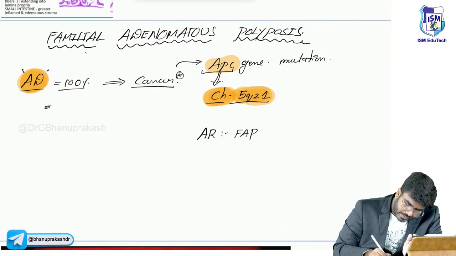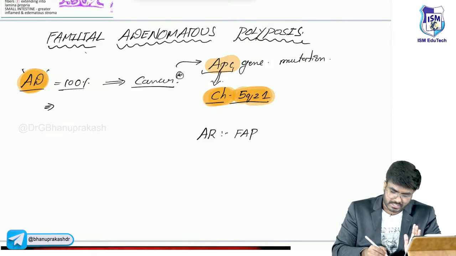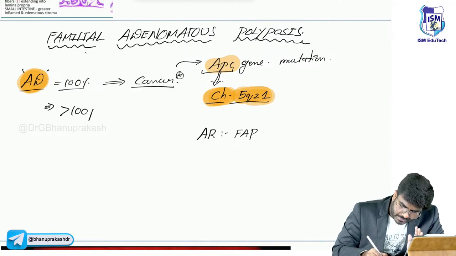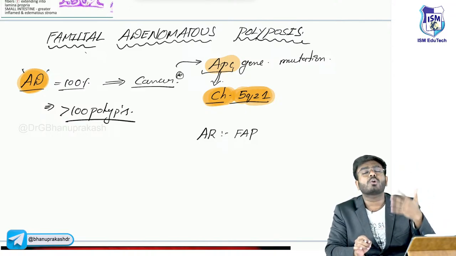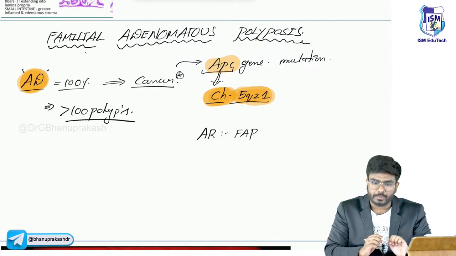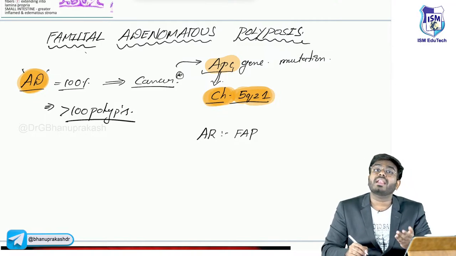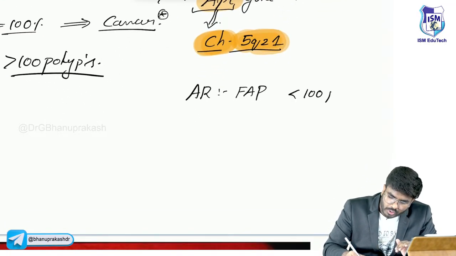Here, in the autosomal dominant variety, there are at least more than 100 polyps. Not just 100, but hundreds, 500, thousands of polyps are going to be seen. But in autosomal recessive familial adenomatous polyposis, less than 100 polyps are seen.